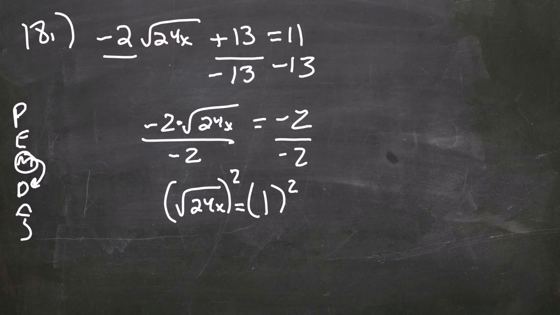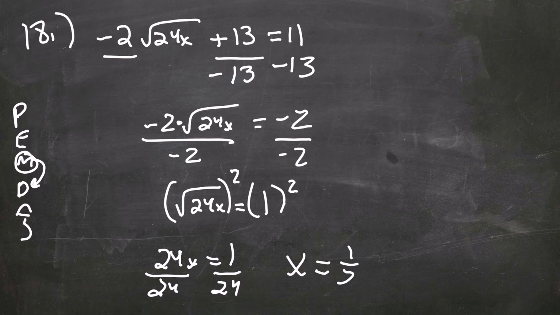I get the square root, I get 24x equals 1. Divide by 24. I get x equals 1 over 24. I would not leave that as a decimal. I would leave it as a fraction, 1/24, because it's not a pretty decimal.